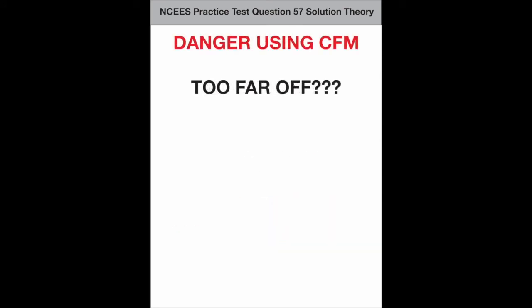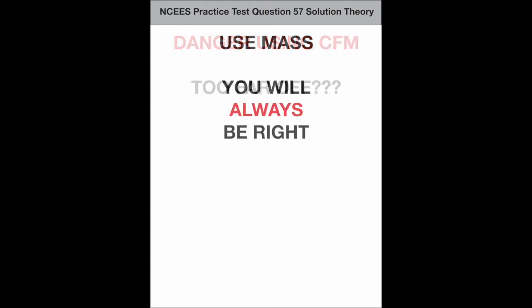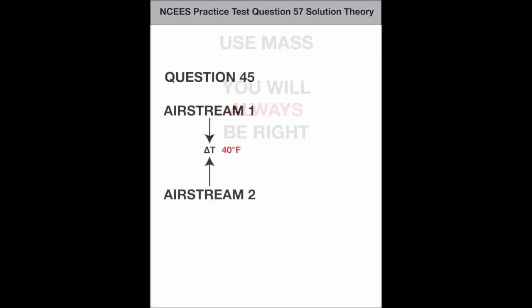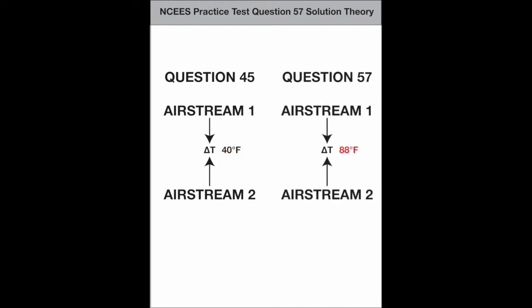The danger in using CFM is that you may be too far off, but using mass will always get it right. The delta T of mixing air streams is 40 degrees in question 45. The delta T of mixing air streams is 88 degrees in question 57. For question 45, they're close enough to use CFM. For question 57, they're not.